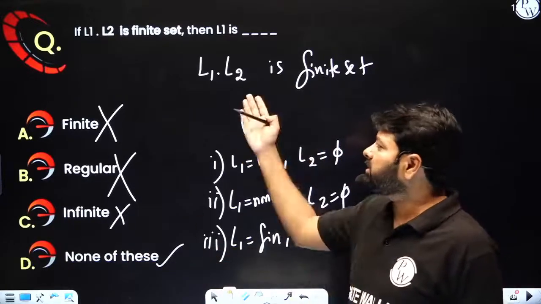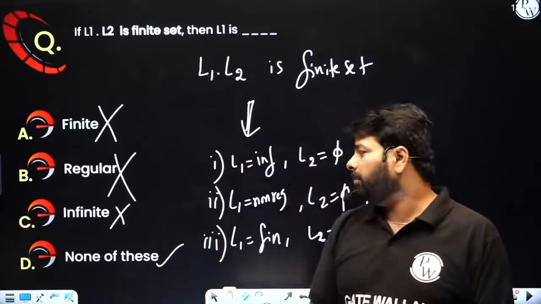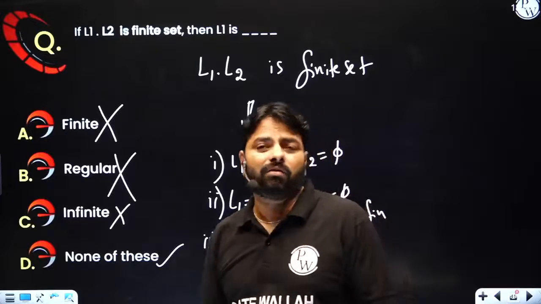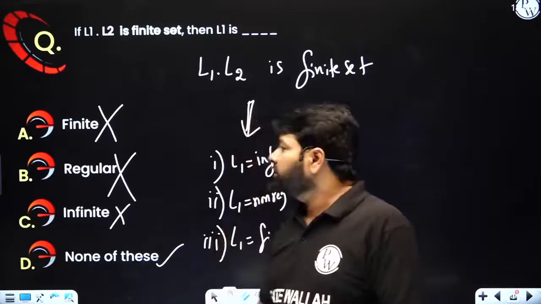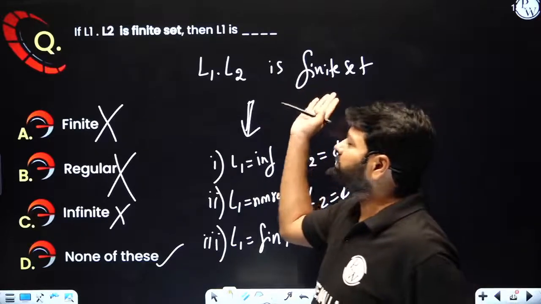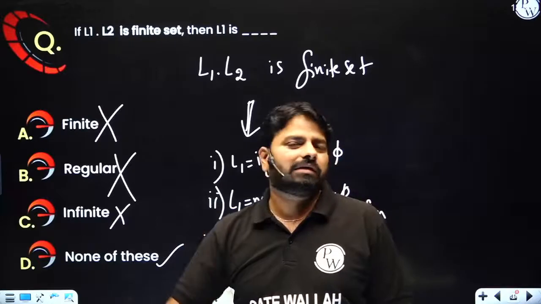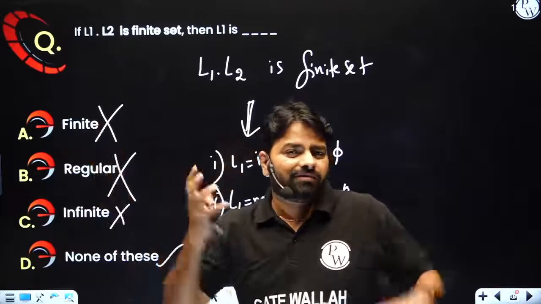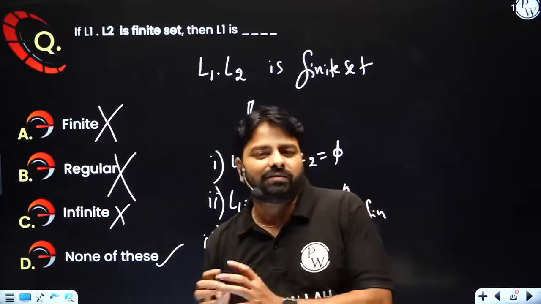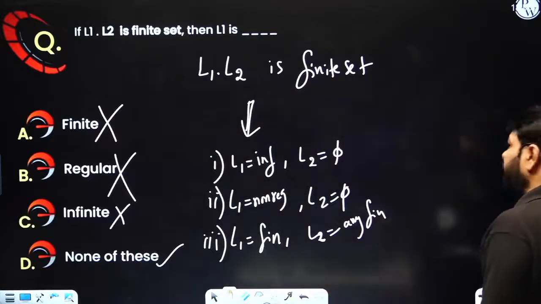It means that L1 may be finite, may be regular, maybe infinite, or even maybe non-regular. Okay, so it's a very interesting question. For L1 dot L2 is finite, you know that if L1 and L2 both are finite, definitely L1 L2 is finite, but if L1 L2 is finite, we don't have a restriction on L1. Okay, converse, very important statement.